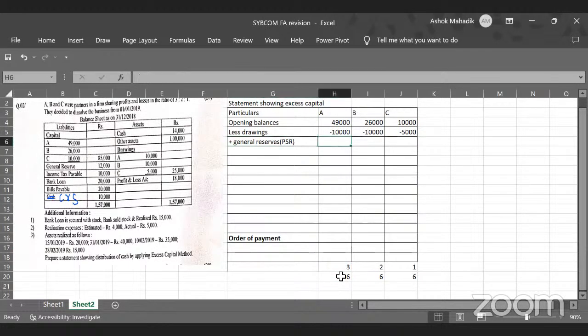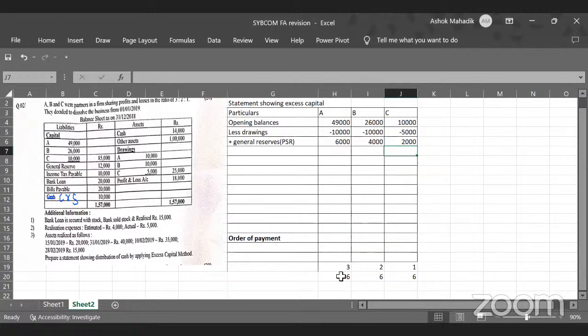Okay. So 12,000 into 3/6, 6,000. And general reserve is a reserve profit, so I'll add it. Okay, how much? 6,000. Then 12,000 into 2/6, okay, 4,000. Again plus. And 12,000 into 1/6, 2,000. Again plus. Clear?